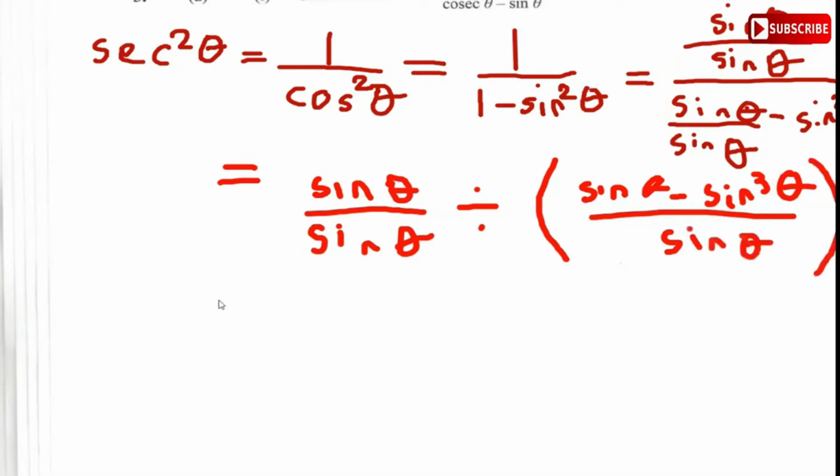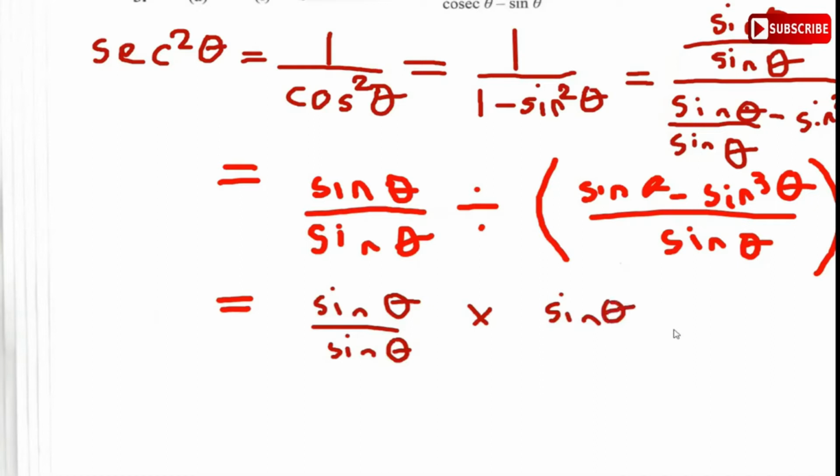Since it's being divided now, you can flip it and change the sign. So this is now sine theta over sine theta being multiplied by sine theta over sine theta minus sine cube theta. I hope it works out. Now let's see if this will work out. Now this sine theta cancels this sine theta.